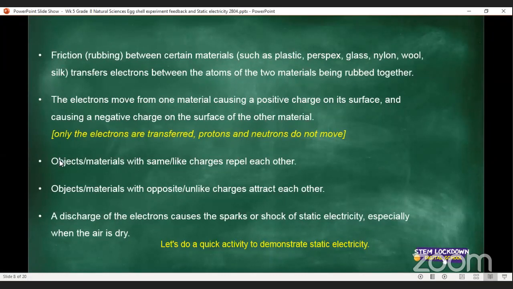Any object or type of material can have charges. Objects with the same, or like, charges repel each other. Objects or materials with opposite, or unlike, charges attract each other. You know the famous saying that opposites attract. Even in objects and materials, opposite, unlike charges attract each other. This is very important for you to know: materials with like charges repel each other, and materials with unlike charges attract each other.